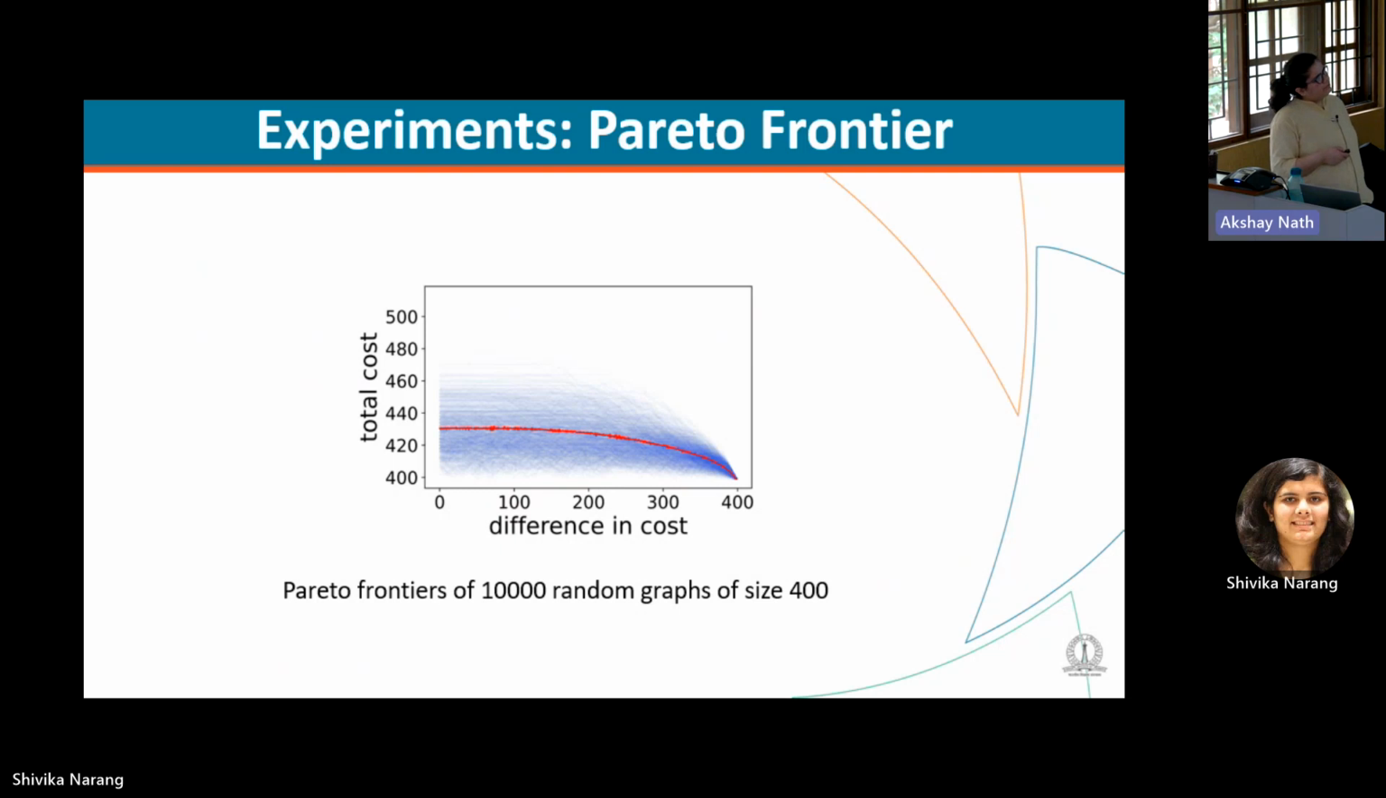So as we allow for some unfairness to sink in, the total cost, usually this red line is the average behavior, is not decreasing very fast, right?